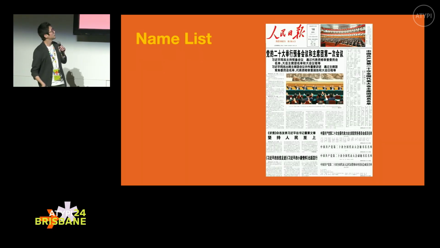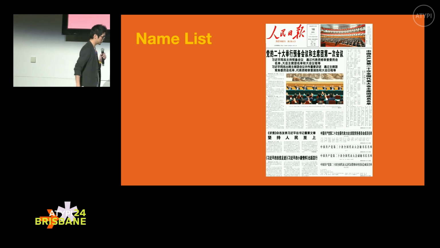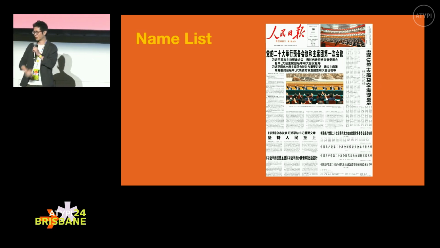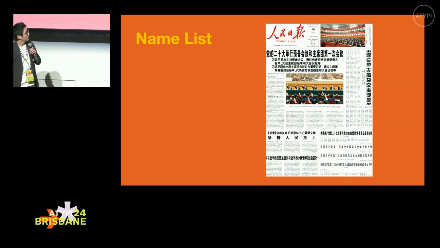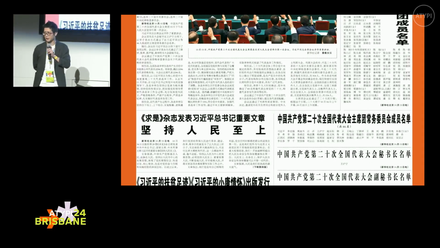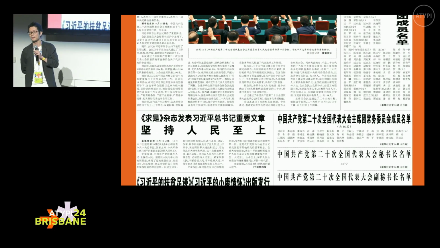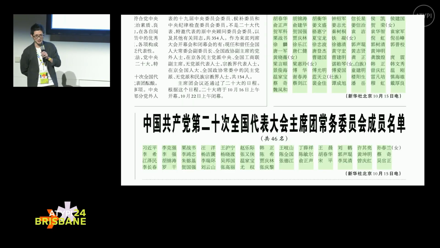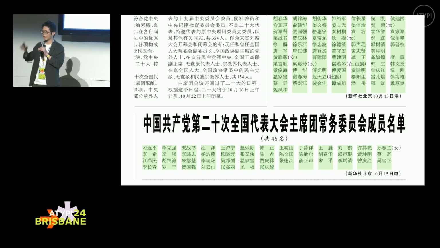So everything is in grid. This is a very interesting thing. Maybe you can see the name list here in the newspaper. It is full of candidates of the Congress, and you can see the columns are all set in 3-character columns.